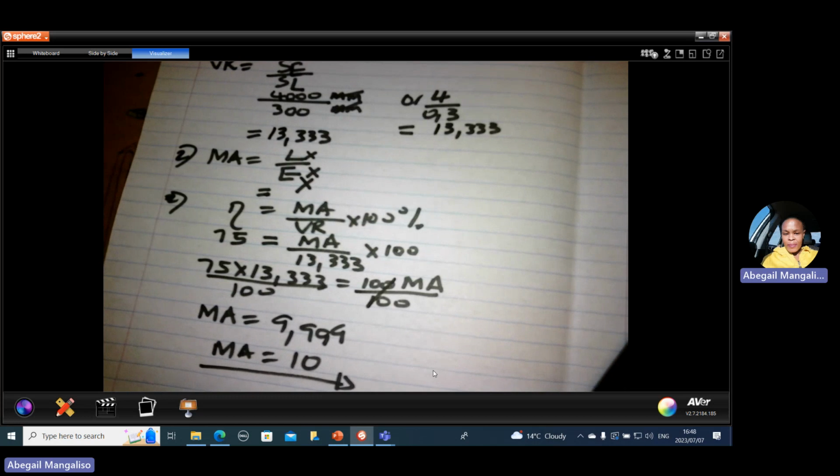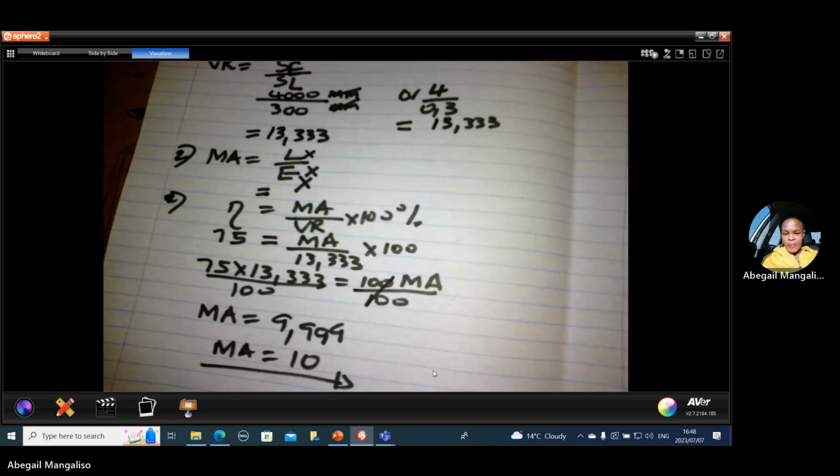We're going to look at the second example, which will be specifically on the types of hoisting devices, the differential pulley system and the Weston pulley block system. This one was a simple lifting machine.